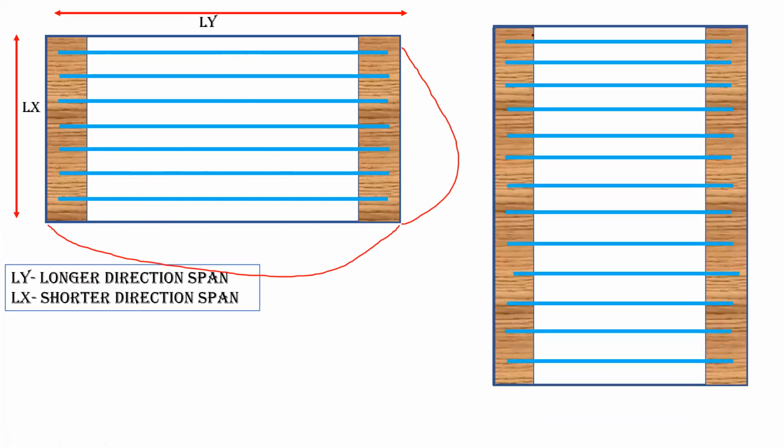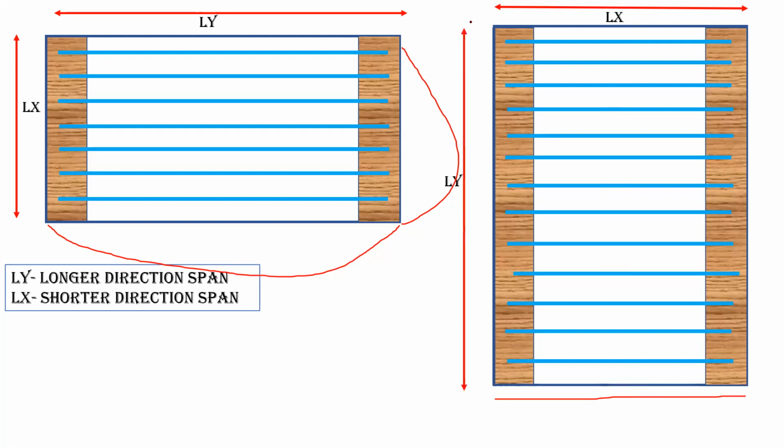In the same way, let us consider one more slab. Again, it is a one-way slab since it is supported on two supports. This is my one support and this is my second support. Now what is going to happen? Again, this is Lx, which is the shorter span, and this is Ly, which is the longer direction span.